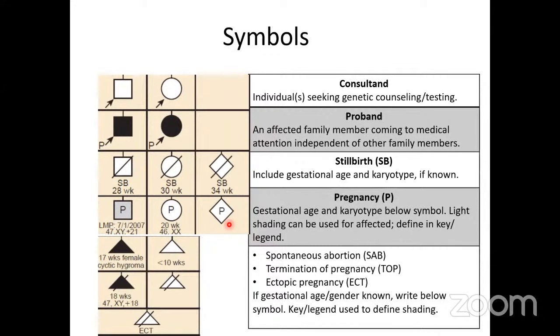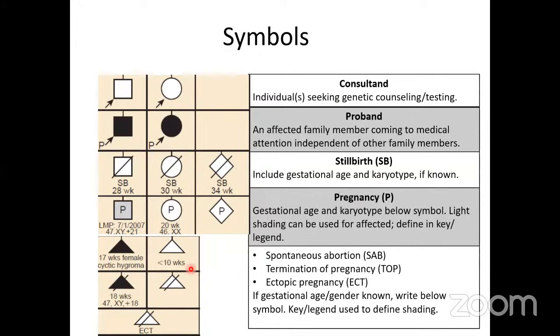Now there are 3 scenarios during pregnancy. One is spontaneous abortion, that is marked as SAB, or sometimes there will be termination of pregnancy, TOP, or ectopic pregnancy, that is ECT. So a triangle is abortion. You can shade it or you can leave it like that. If it is spontaneous, you have to write SAB, spontaneous abortion, and you should write the number of weeks, the gestational age at which the spontaneous abortion happened.